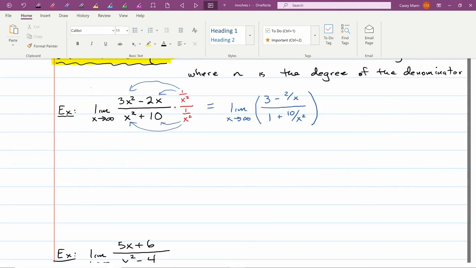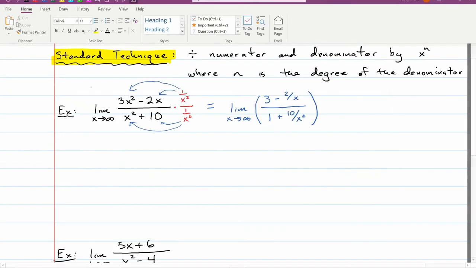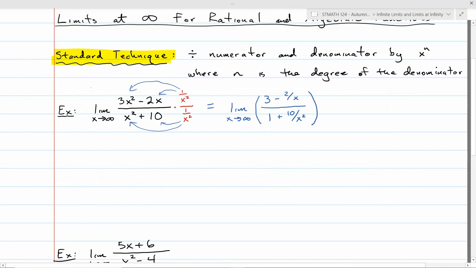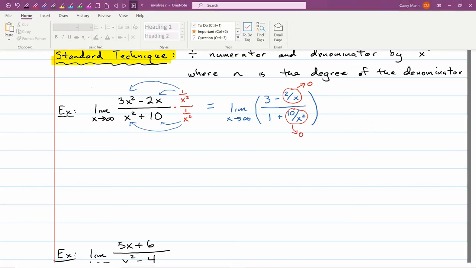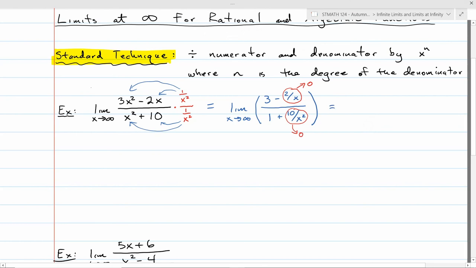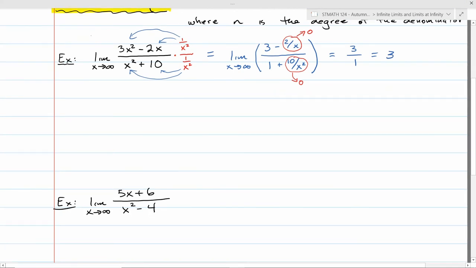So right away, I can see that 2 over x is going to go to 0 also. I mean, if 1 over x goes to 0, then multiplying that times 2, it's still going to 0. Same thing with 10 over x squared. I know 1 over x squared goes to 0, but if I multiply that times 10, it's still going to 0. So those terms right there are going to 0, and so quickly I arrive at just 3 over 1, or 3. That's not so bad, right?